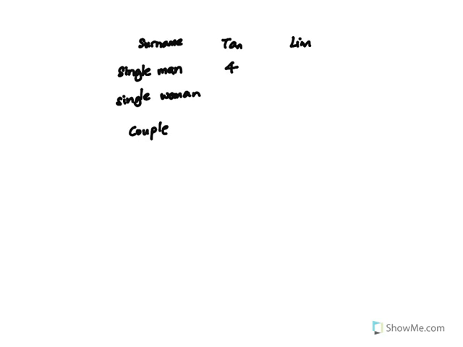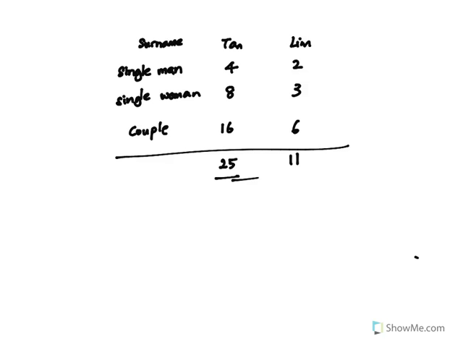For the surname Tan, 4 are single men, 5 are single women, and there are 8 married couples. So the couples total 8 times 2, which is 16. Total I have 25 people with surname Tan. Of the people with surname Lim, 2 are single men, 3 are single women, and there are 3 married couples, so total 6. So we have 11 people, and the total adds up to 36.